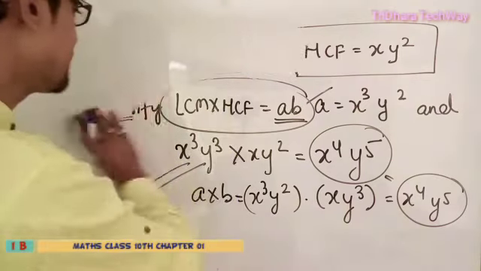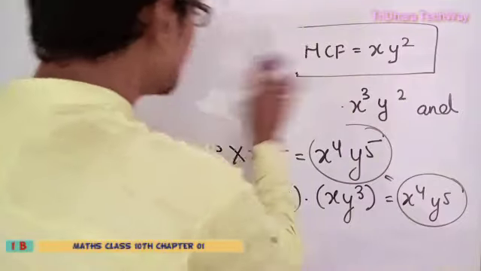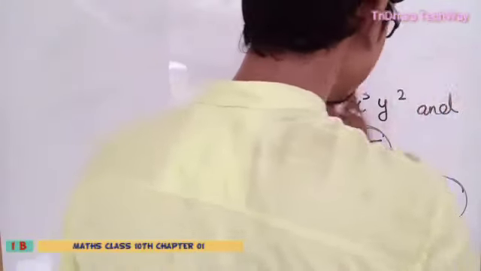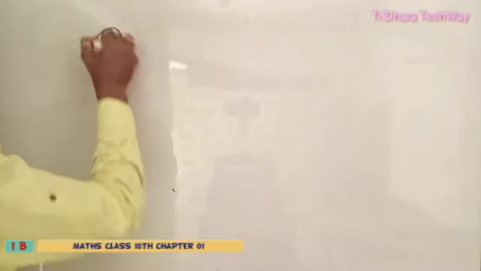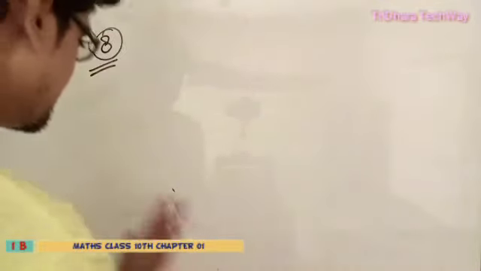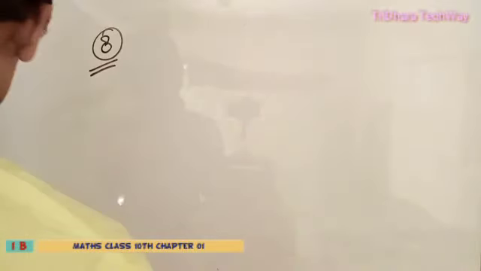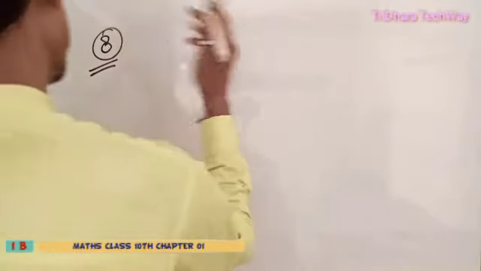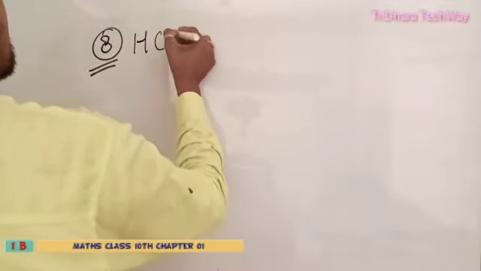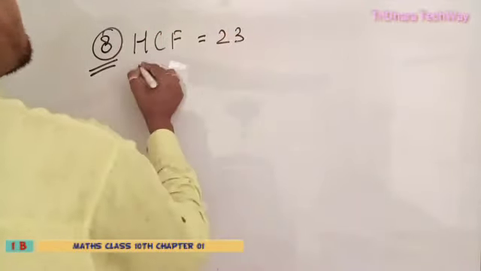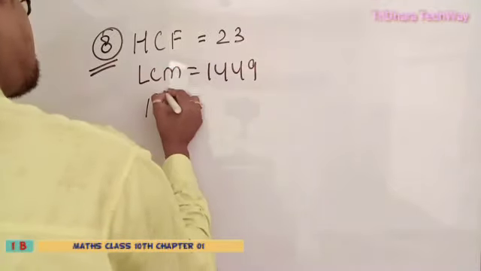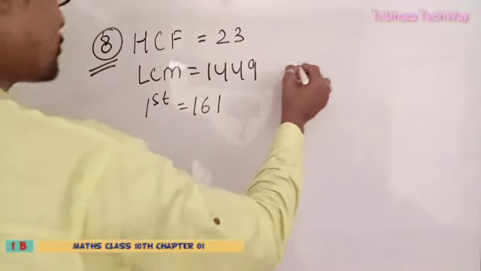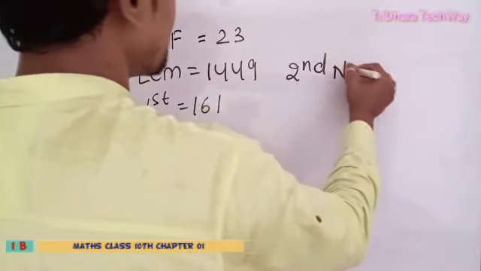Now come to question number 8. Questions 8, 9, 10 are much easier and you will use this concept to find the answer very easily. Question number 8 is very important because look at the question. It is given that HCF is equal to 23, LCM is equal to 1449, first number is equal to 161. You have to find the second number.